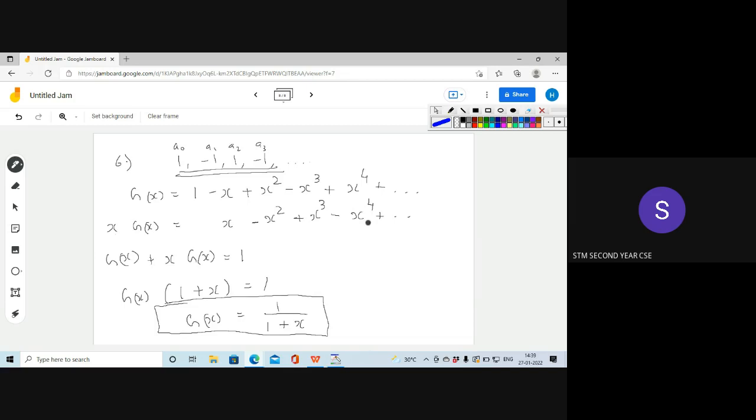Okay. Is it clear? So two formulas that you should learn by heart: for the sequence 1, 1, 1, you have g of x equal to 1 by 1 minus x. For the sequence 1, minus 1, 1, minus 1, etc., g of x is equal to 1 by 1 plus x. So these formulas you should learn by heart, okay? Is it clear? Okay, so now moving on to the next sequence.